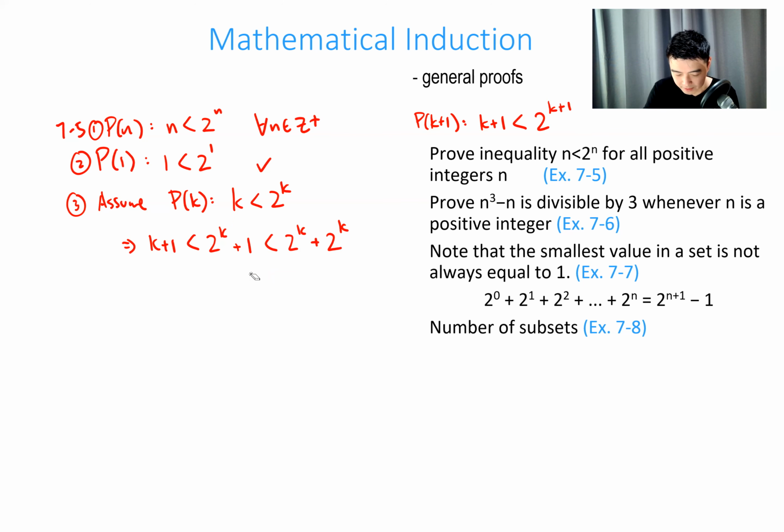Okay, now what is 2 to the k plus 2 to the k? Well, this is nothing more than 2 times 2 to the k, which is 2 to the k plus 1. Okay, so you'll notice that in this example, I kind of worked from both directions, right? So I visualized that I needed to show that k plus 1 is less than 2 to the k plus 1. And then I said, what is 2 to the k plus 1? Well, it's 2 times 2 to the k, which is 2 to the k plus 2 to the k. And then I make that link between the less thans.